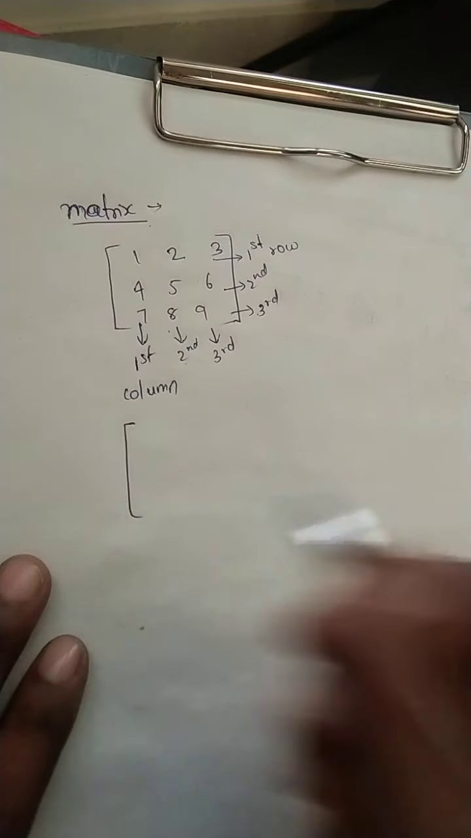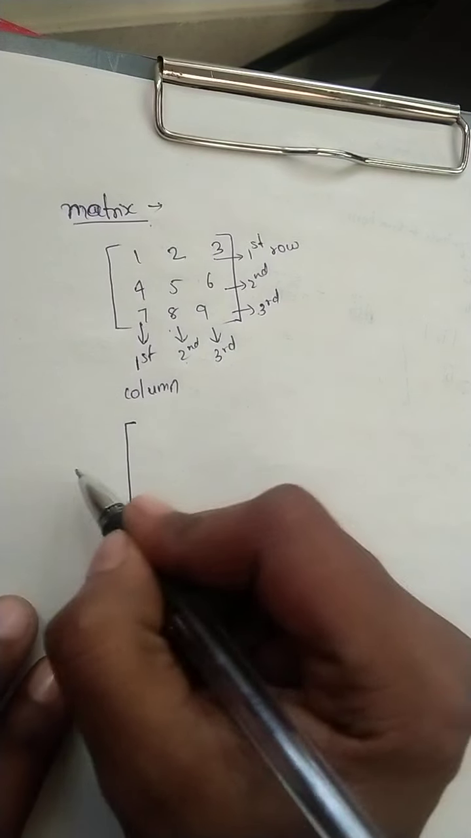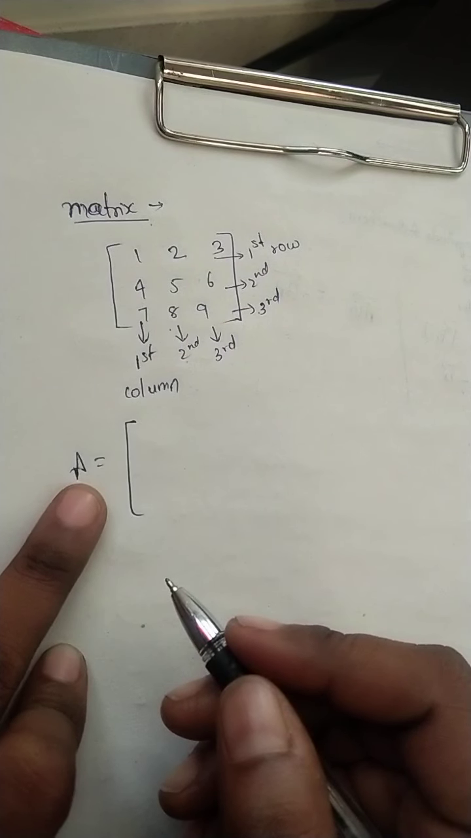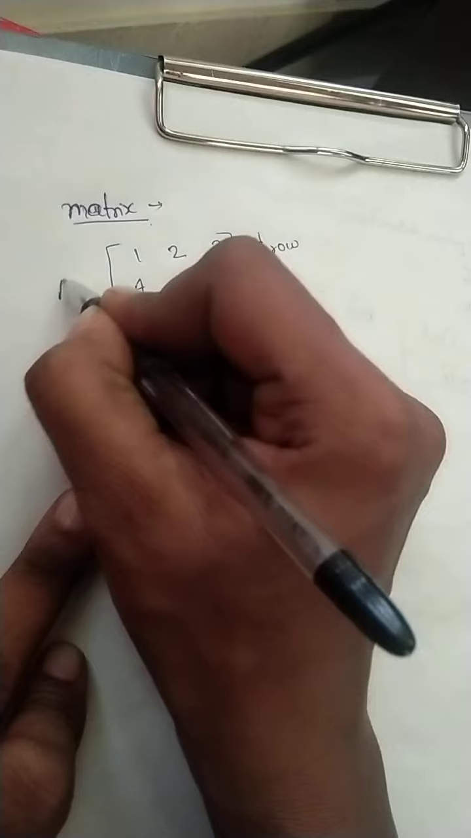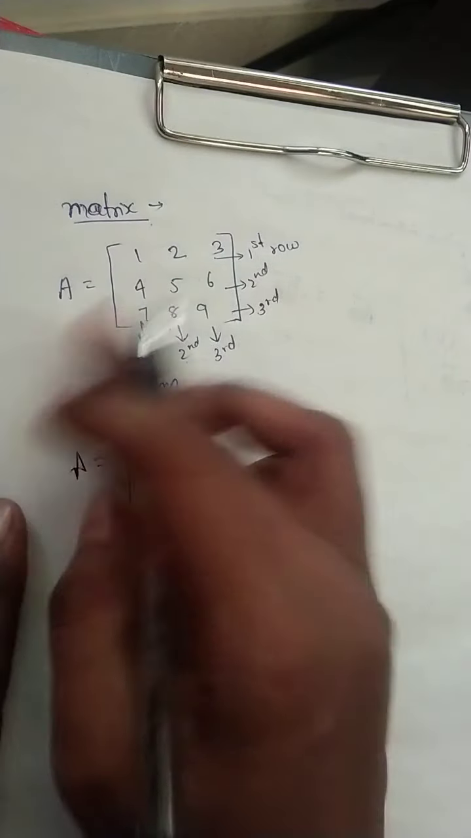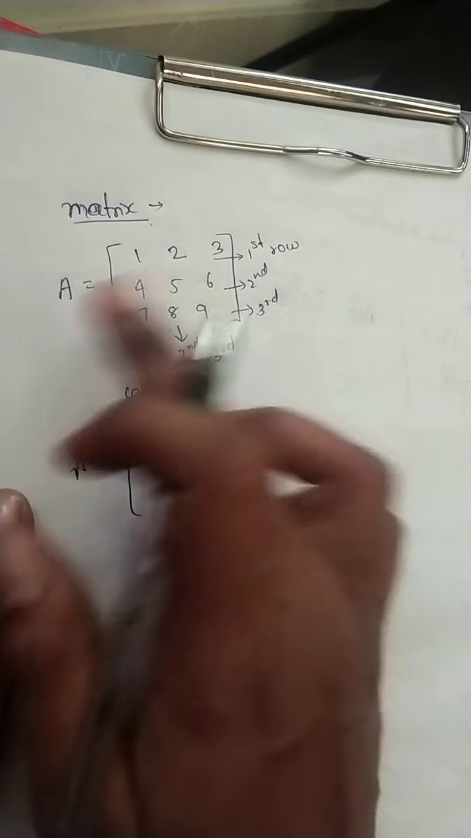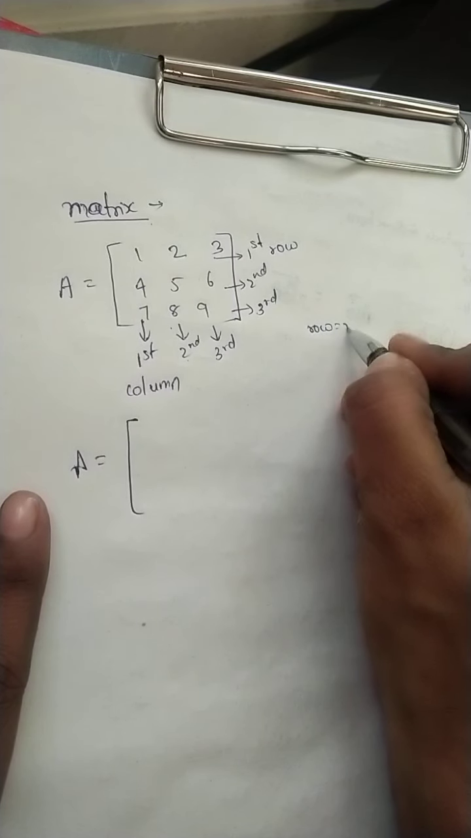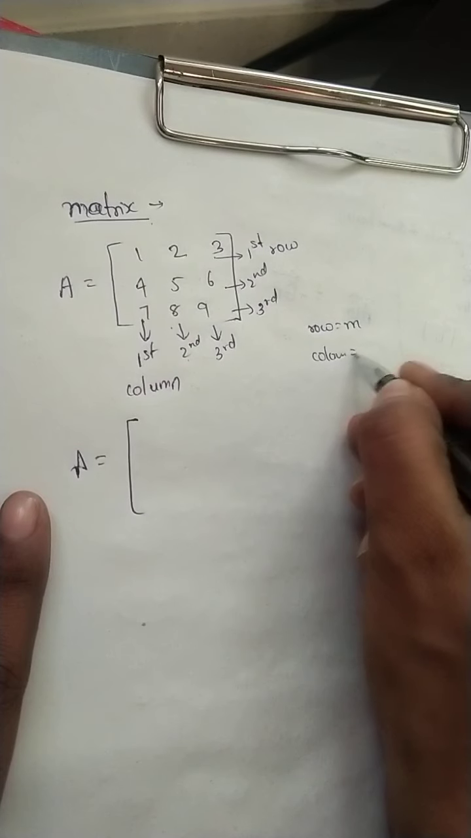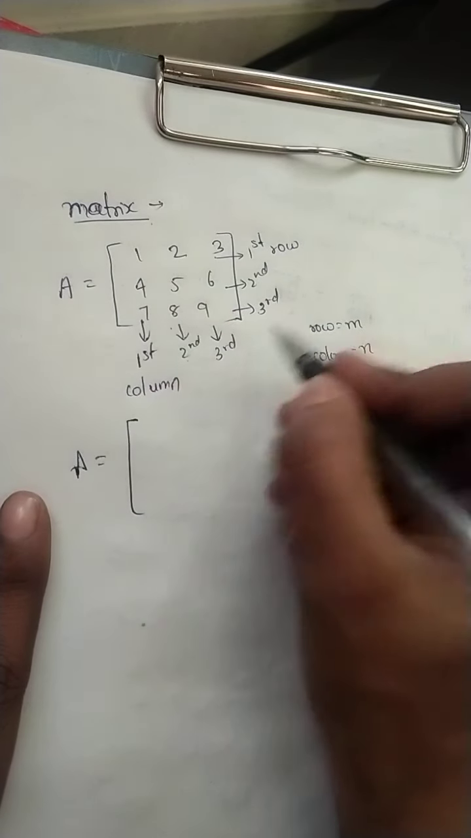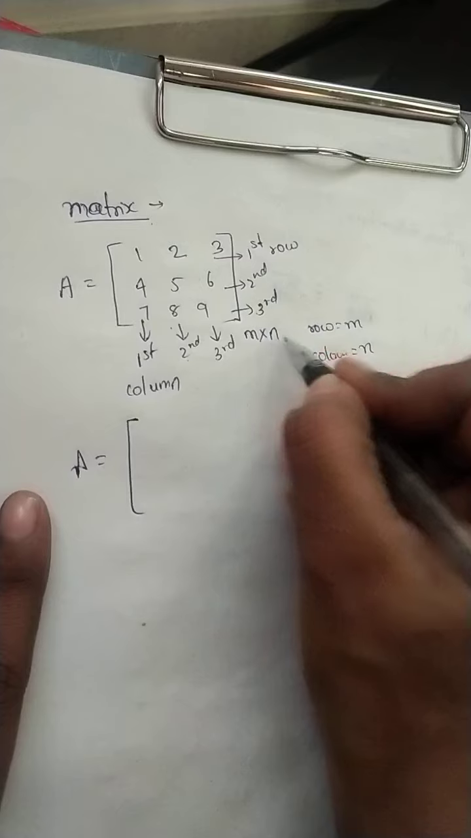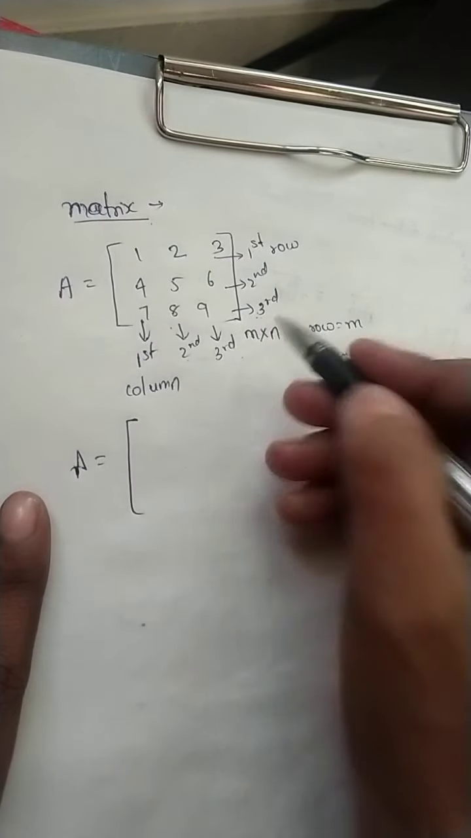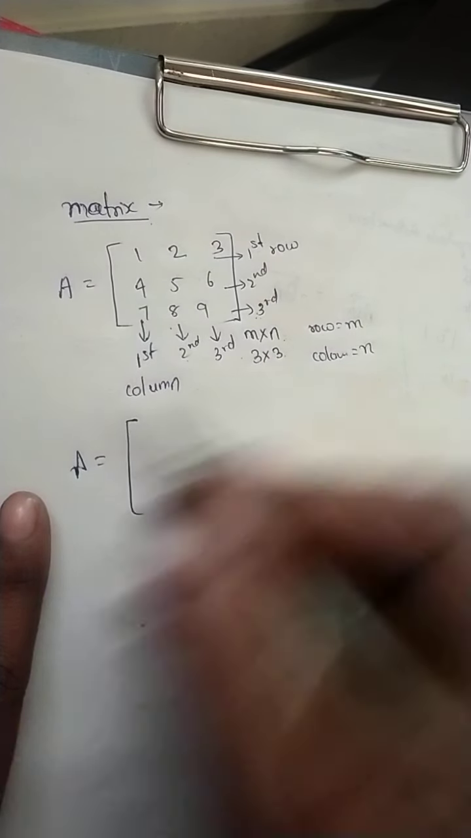Next, consider a matrix. A matrix is always represented by a capital letter. So this matrix is represented by a capital A or B, your wish, A to Z. And the row is always represented by a small m, and the column is always represented by a small n, and the order of the matrix is always represented by m into n, number of rows into number of columns.